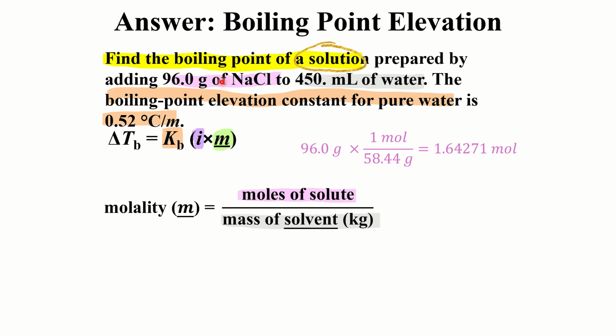96 grams of sodium chloride, that's our solute. So we're going to calculate moles of solute. 96 grams of sodium chloride multiplied by the molar mass of sodium chloride, so 1 mole over 58.44 grams. This gives us 1.64271 moles of sodium chloride.